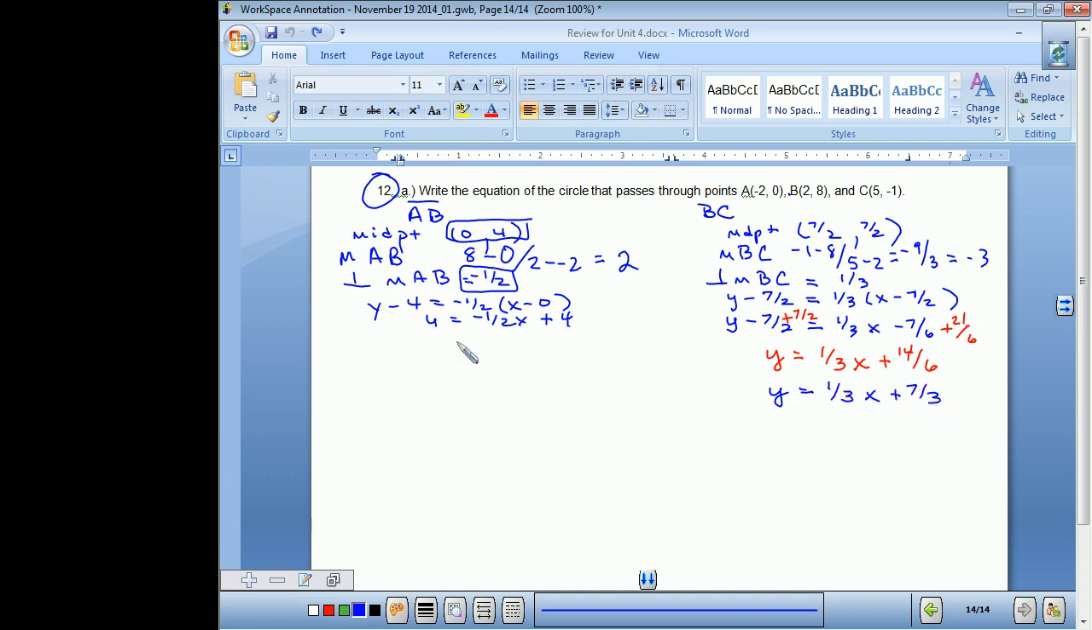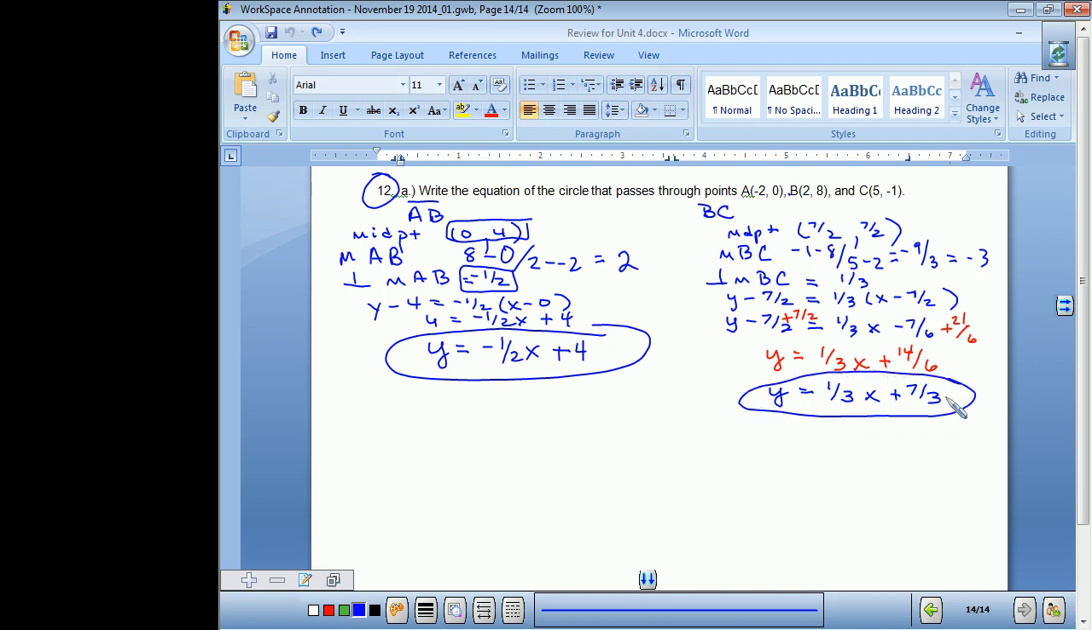Okay, so now we have this equation, y equals negative 1/2 x plus 4, and we have this equation. So those are our perpendicular bisectors, and where they intersect will be the center. So, how do we find the intersection of two lines algebraically? Yes, ma'am. Set them equal to each other. Do a system. We'll use substitution.